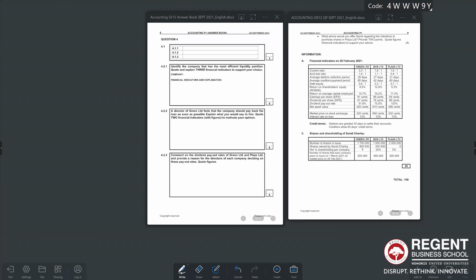So remember liquidity, how liquid you are. Can you pay off your short-term debt easily? Current ratio, asset test, debtors collection, and stock turnover rate if they gave it to you.